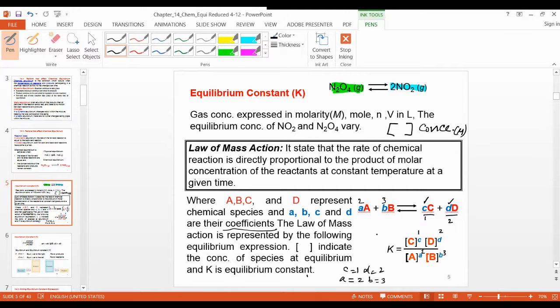So is it clear? Law of mass action, how to express the rate of chemical reaction. This is the rate of chemical reaction. This is the equilibrium constant, rate. What is the rate? Rate means the rate of change of the reactant to the product. At what rate does the reactant change? At what rate are products formed?